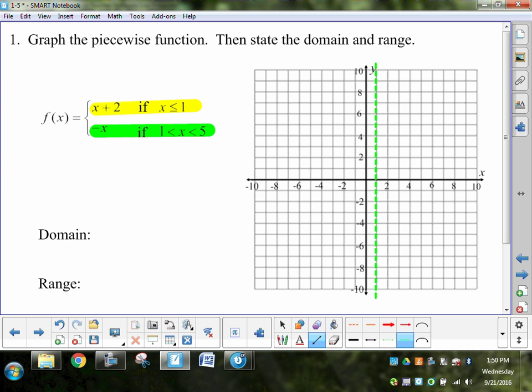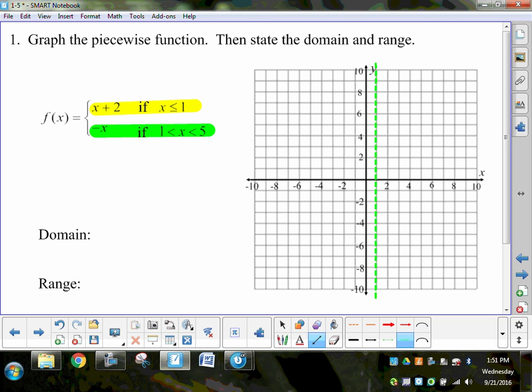To the left of it, I'm graphing the yellow. To the right of it, I'm graphing the green. Who can give me an x value or an input that would mean I'm using the yellow piece of the graph? Who can tell me a number value for x that when I plug it into my function means I'm going to be using the yellow piece of the graph?